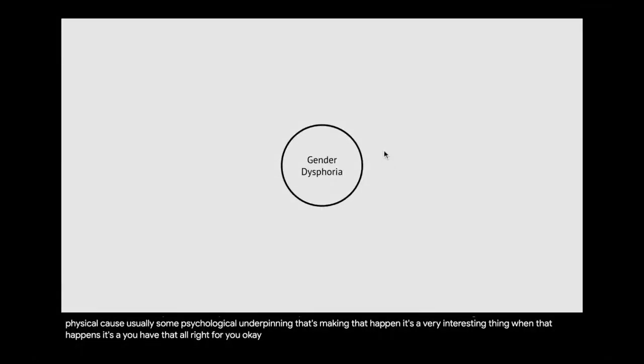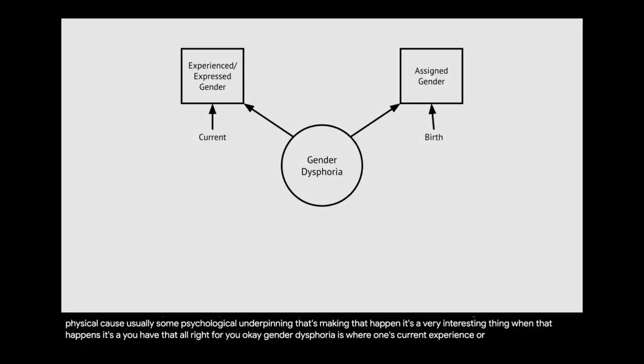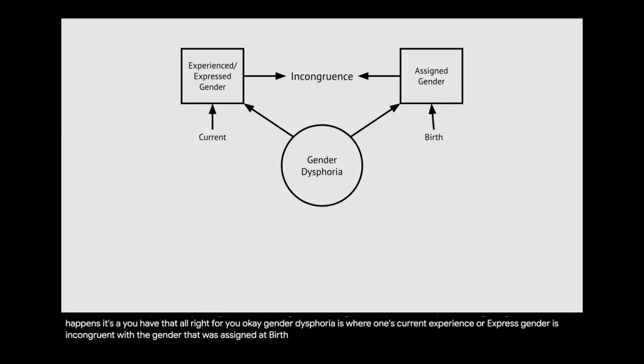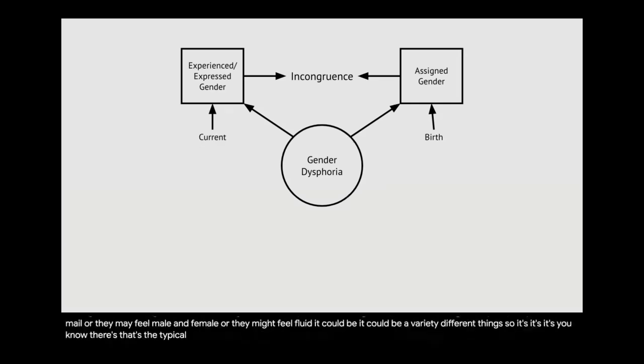Gender dysphoria. Okay. Gender dysphoria is where one's current experienced or expressed gender is incongruent with the gender that was assigned at birth. A person was assigned male at birth and grows up and they don't feel male. Or they may feel male and female, or they might feel fluid. It could be a variety of different things. That's the typical, just the very basic definition of gender dysphoria.